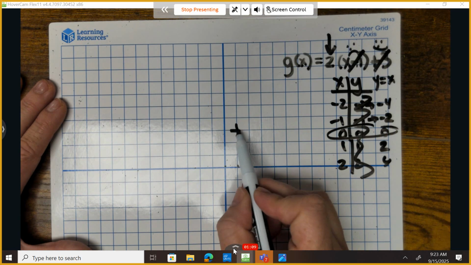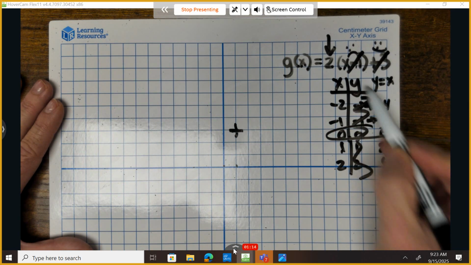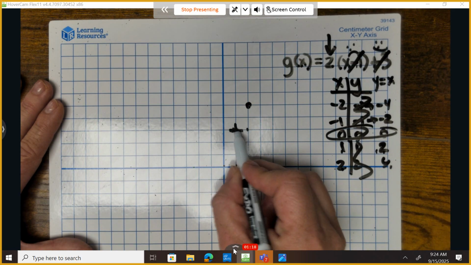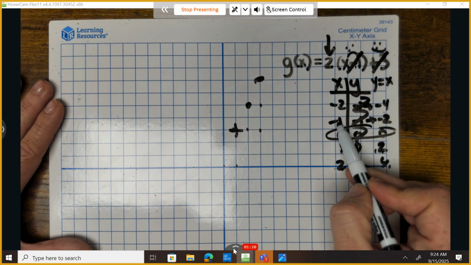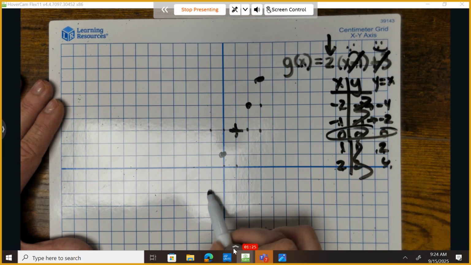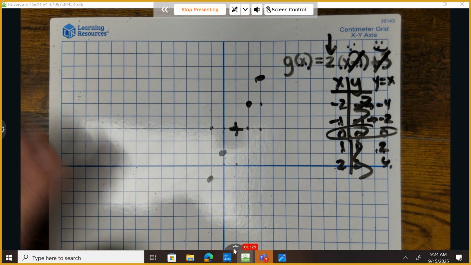Well, this is my 0, 0. So this says go to the right one because it's a positive x and go up 2 because it's a positive y. Right 1, up 2. Right 2, up 4. From here, right 2, up 4. To the left 1 and down 2. Left 1, down 2, and left 2, down 4. And then I'm going to take my ruler and I will connect these.